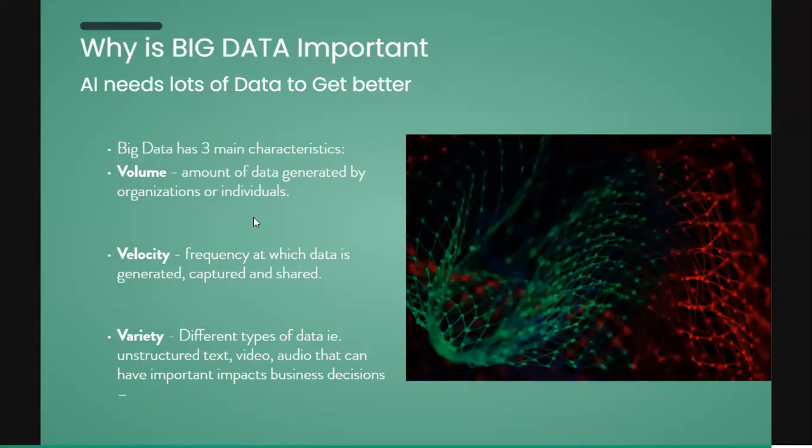Second is velocity, right? Velocity essentially is the speed at which you're generating that data by texting, video calling, making calls, checking things on your social media apps. You're generating fast. And variety is essentially you're not just texting, you are calling, you are Googling, you're interacting with 10 applications on your phone per day, all that.